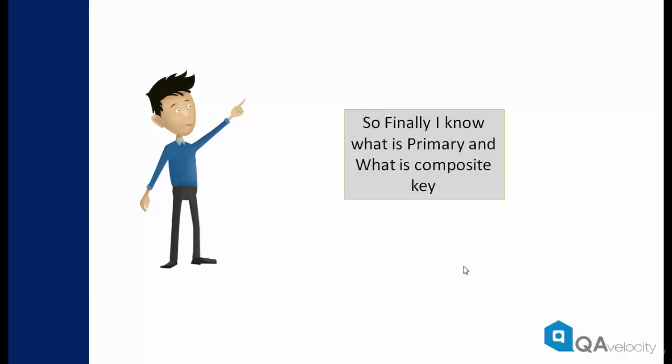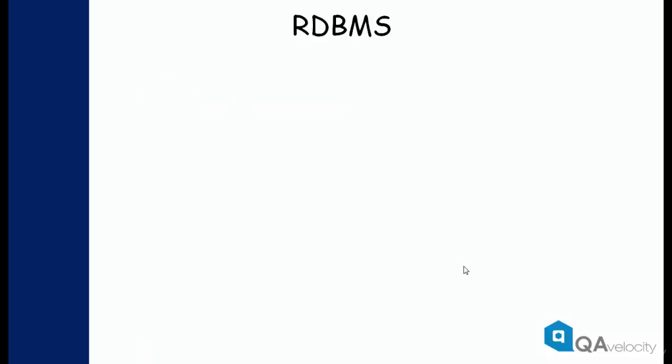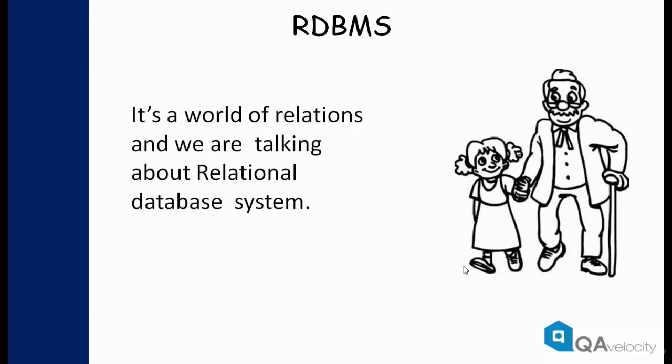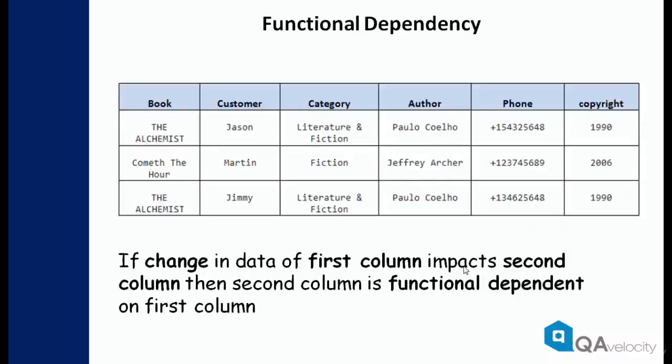So finally we know what is primary key and what exactly composite key is. And we already have an idea of the rules of first normal form. So it's a world of relation, right? And we are talking about relational database systems. In the next slide, we are going to talk about some dependency which one column has on other columns of the same table. Let's analyze the dependency of columns in this table.